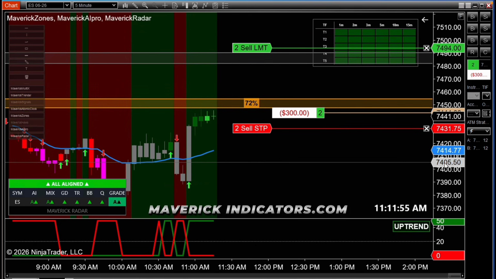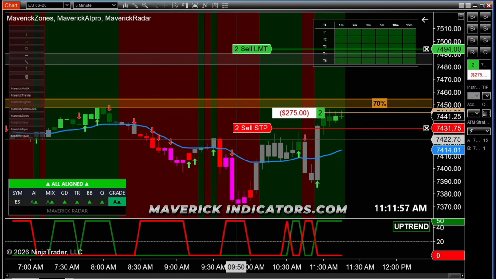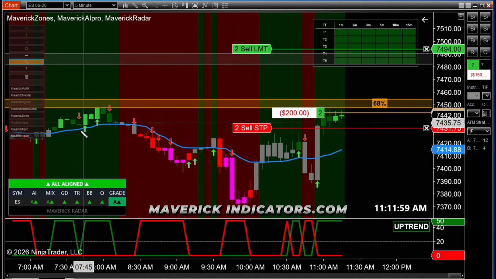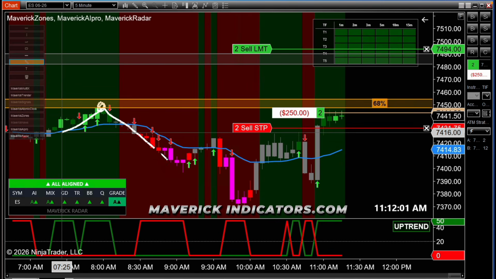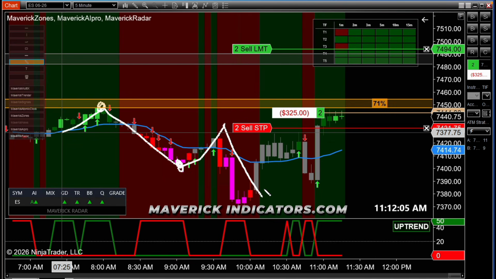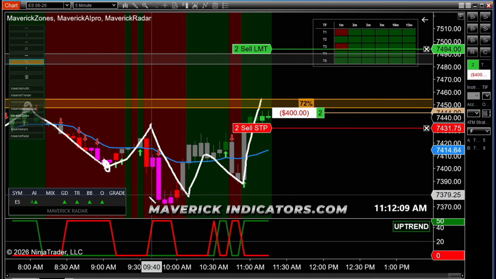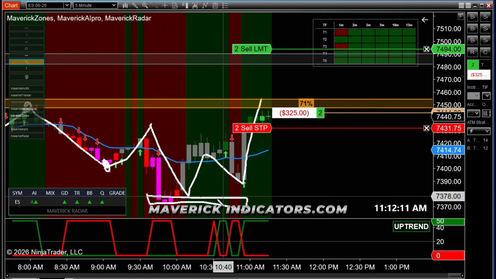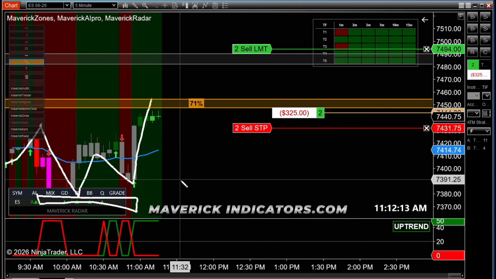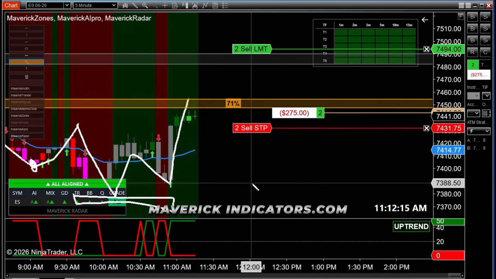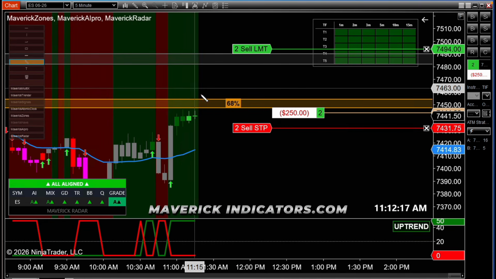Okay, so this is a zone-to-zone game. You came up, you tapped this zone. You came down, there was a zone here. You came up, okay, coming up to this zone. The Maverick zones, when you break a zone, it goes away. I know these zones were here because I had multiple zones loaded on the chart. And now you're hitting this zone.